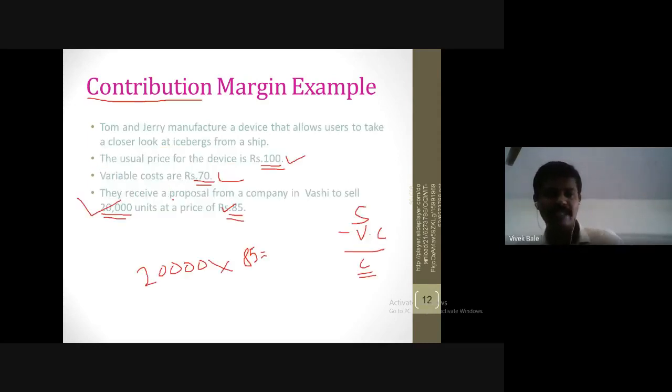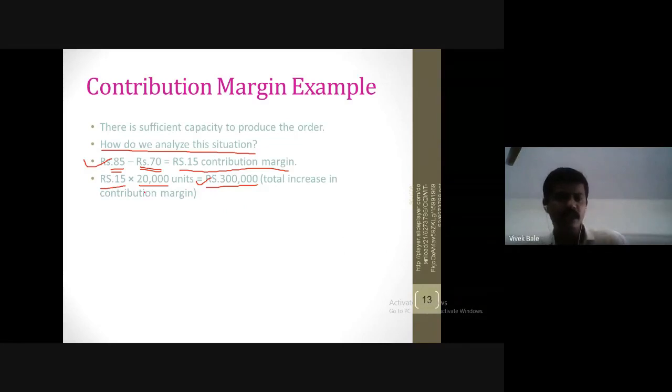Actually, in the first example, the selling price was rupees 100 and the variable cost was rupees 70. So you can easily calculate 30 rupees as contribution, but you don't know how many devices they have to sell. In the second case, they mentioned that a total of 20,000 units will be sold, but the selling price will be 85 rupees. And therefore, here 15 rupees is the contribution. So 15 multiplied by 20,000 is equal to a contribution of rupees 3 lakh.